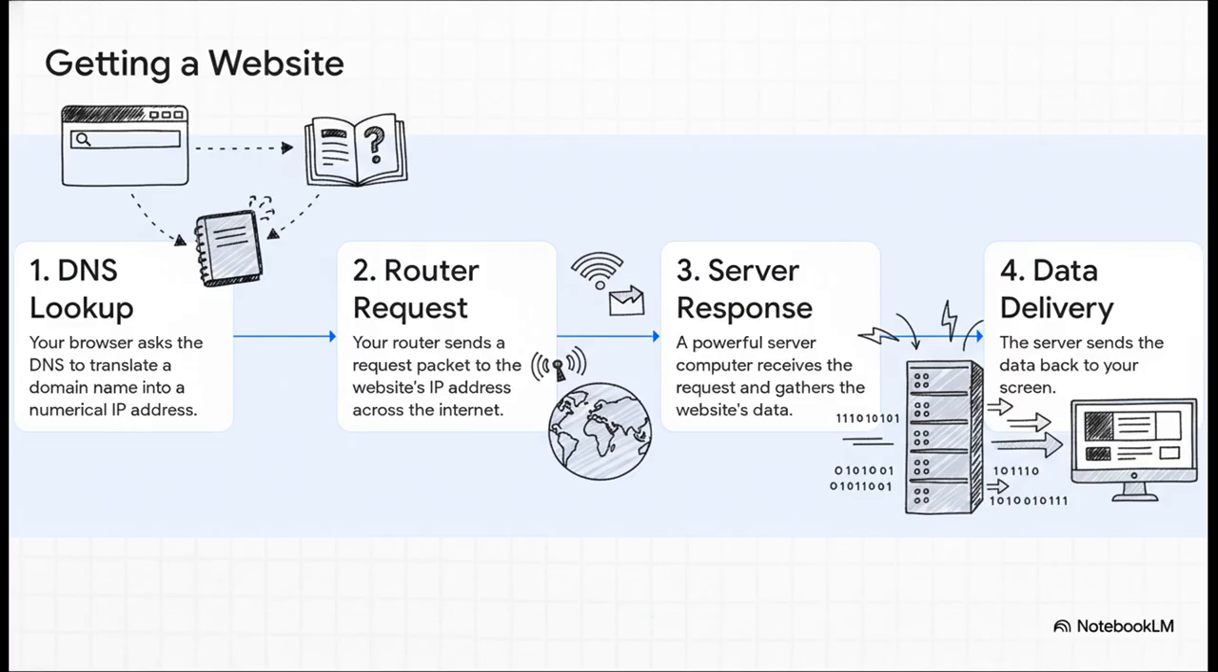First, your browser asks something called the DNS. Think of it as the internet's phone book, to look up the site's numerical IP address. Second, your router uses that address to send your request out across the internet. Third, a powerful computer somewhere else, called a server, gets your request. And finally, that server grabs all the website's data and sends it flying right back to your screen. It is an amazing relay race that happens in the blink of an eye.